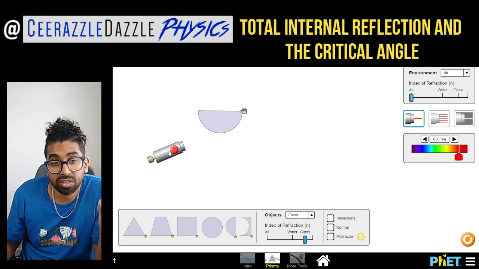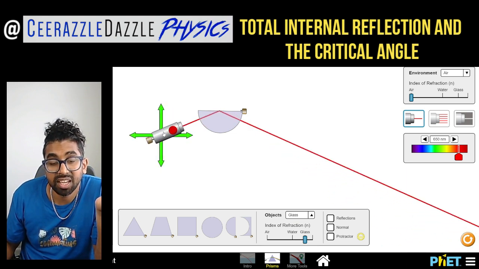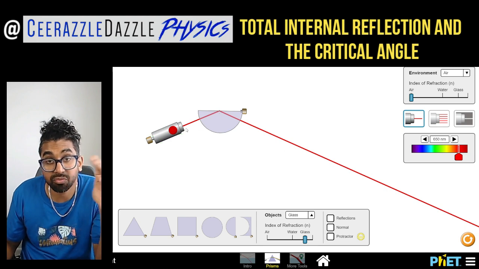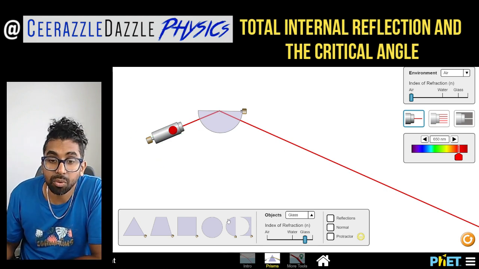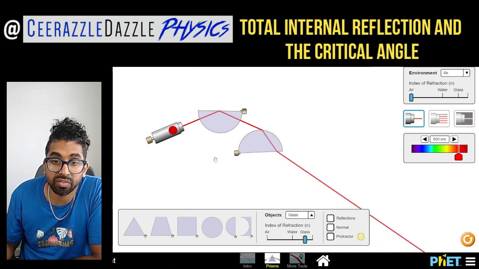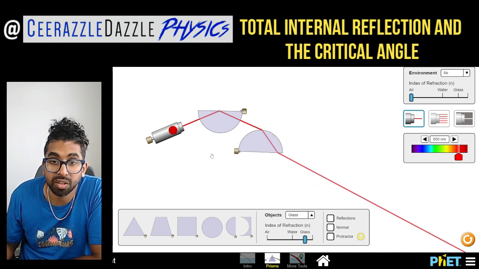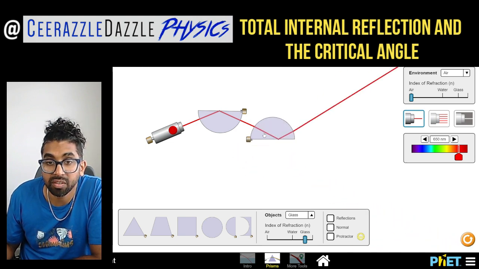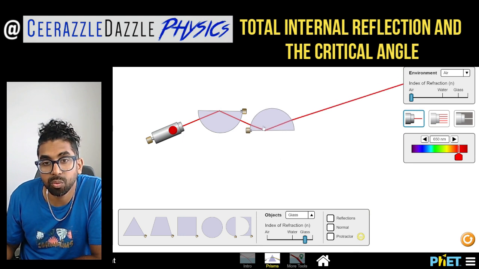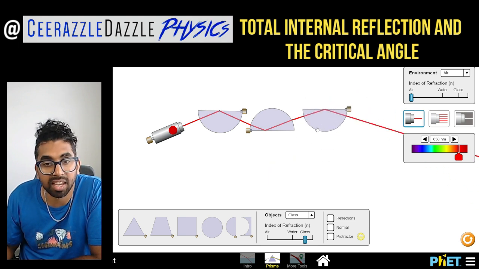Right, so over here we have our semicircular glass block, and look, the ray of light, C, because the angle of incidence is greater than the critical angle, it's getting reflected internally. Then what happens if I was to put another piece of glass over here? What do we notice? Look, we can keep reflecting the light wave again and again.